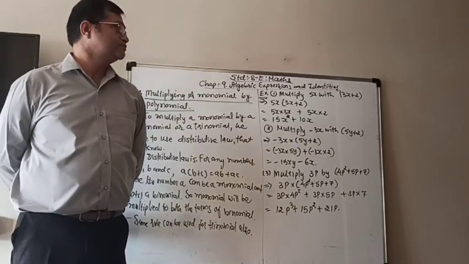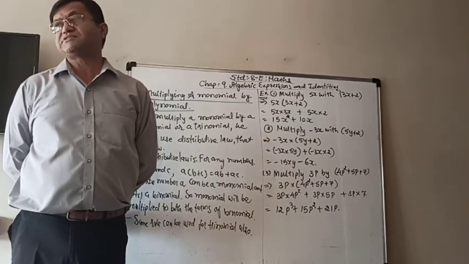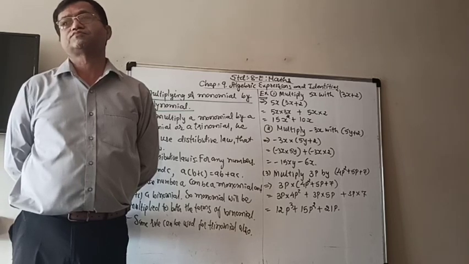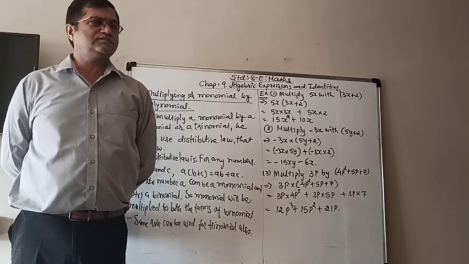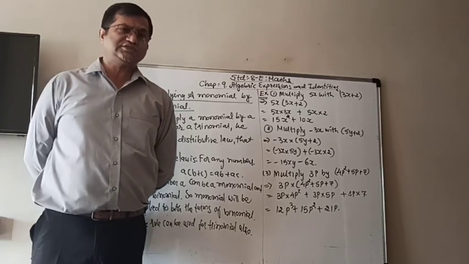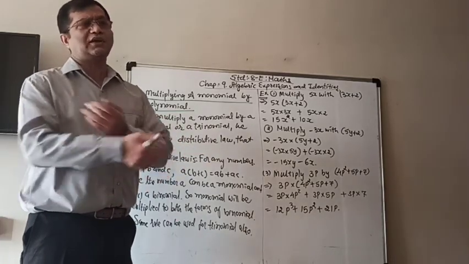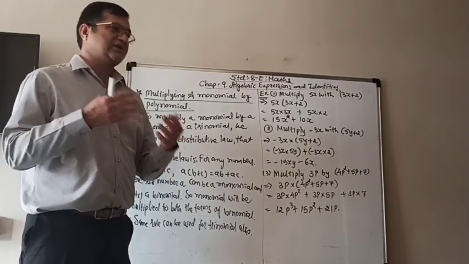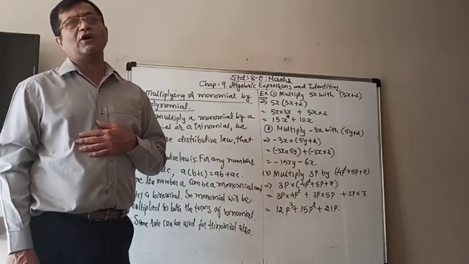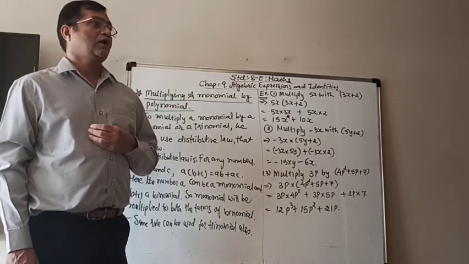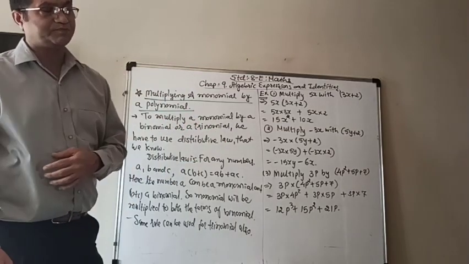Standard 8, chapter number 9, Algebraic Expressions and Identities. In the beginning we learned about algebraic expressions, their types: monomial, polynomial, binomial, trinomial. We learned about the terms and coefficients, etc. In the last session, we learned about multiplication. Before that, we learned about addition and subtraction also.